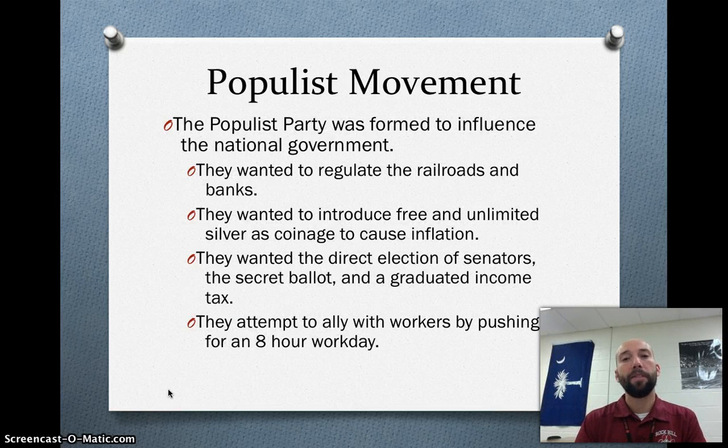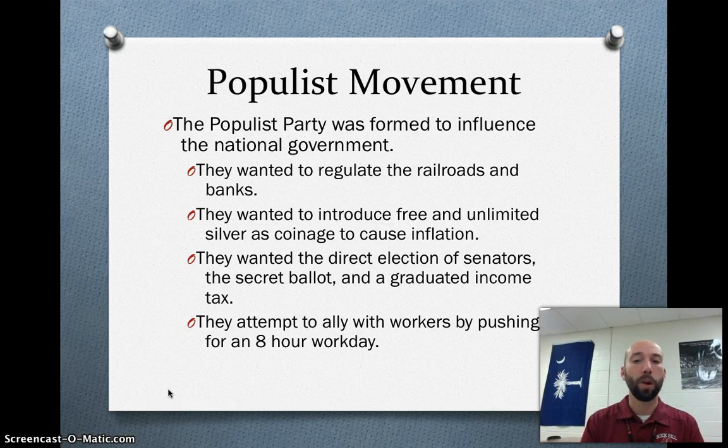So farmers are still having very little success. So they're going to form into a group called the Populist Party, also known as the People's Party. This is formed to influence national government. They want to do a few different things, and you should know what these things are. First, they want to regulate the railroads and banks.